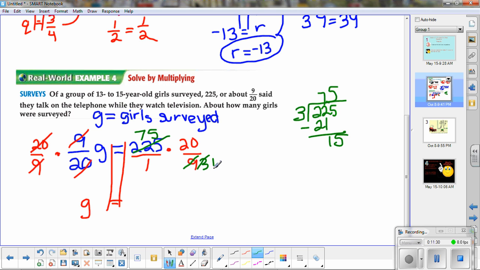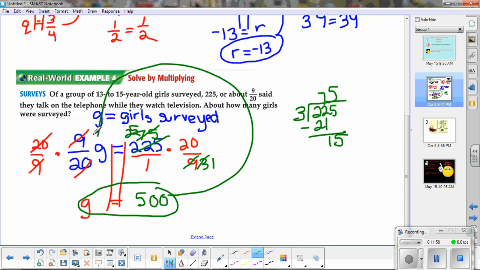3 goes into 3 once. 3 goes into 75 25 times. Now I'm going to go ahead and multiply 25 times 20. Well, 25 times 2 is 50, so 25 times 20 is going to be 500. So about 500 girls were surveyed. Now to check your work, you would plug this back in right there. 9/20 times 500. If you would do 9/20 times 500, you would end up with 225.